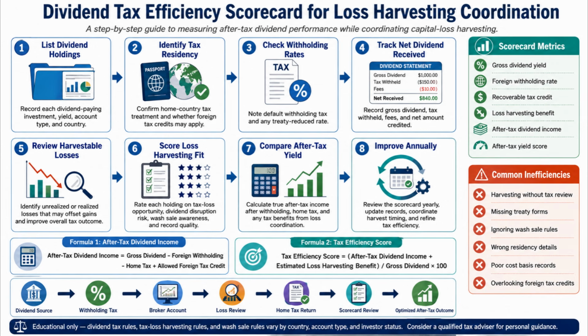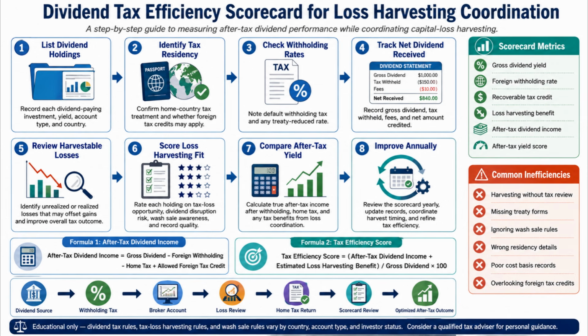Your home country tax treatment usually decides how foreign dividends are reported and whether foreign tax credits may apply. Without this step, it is difficult to calculate the correct after-tax dividend income or understand how loss harvesting may affect the overall tax result. After that, check withholding rates. Many dividend payments are reduced before they reach your broker account because the source country may deduct withholding tax. However, treaty-reduced rates may be available in some cases.